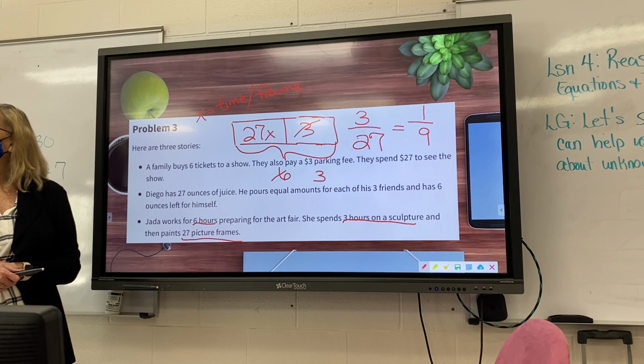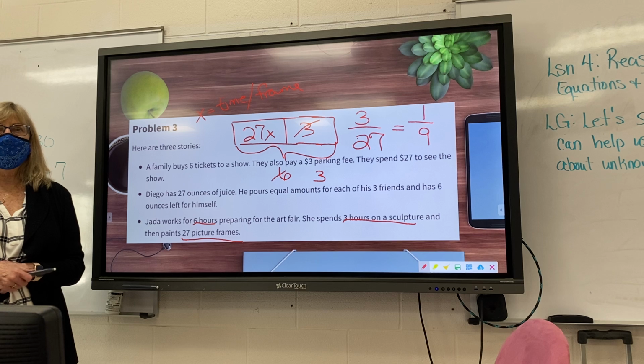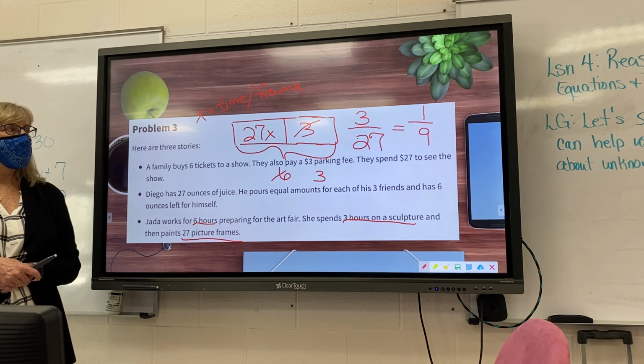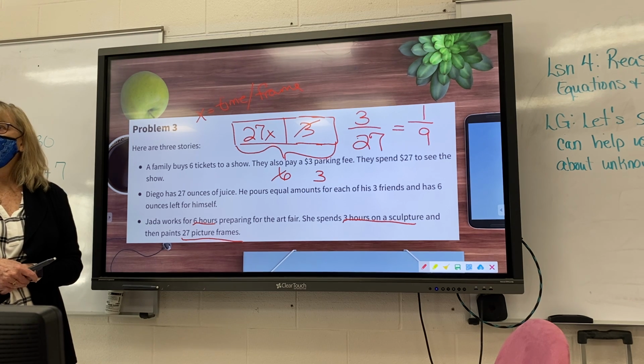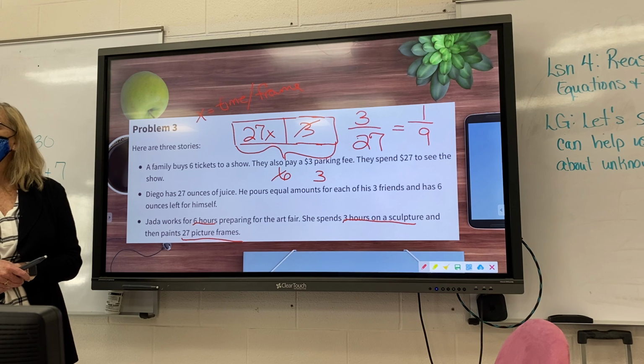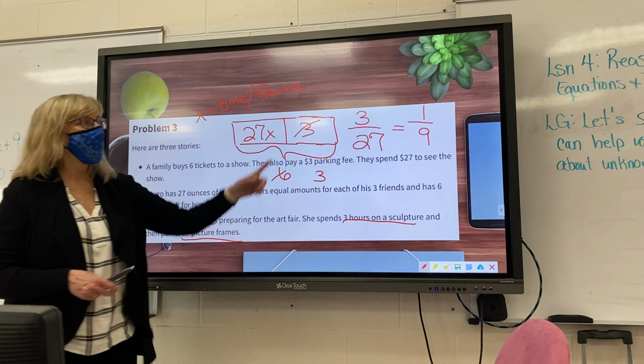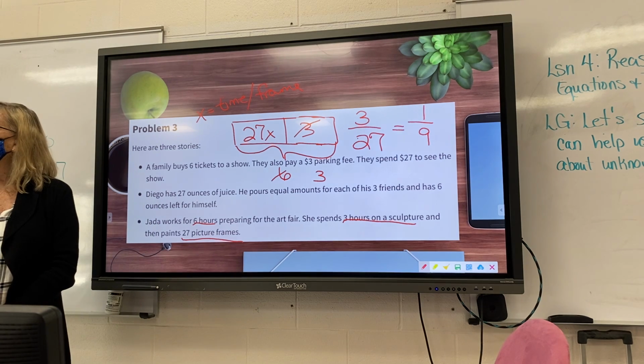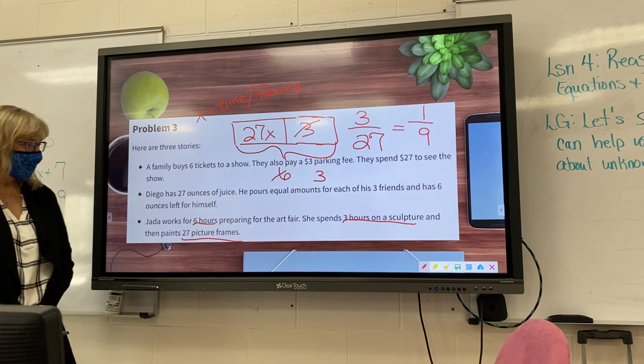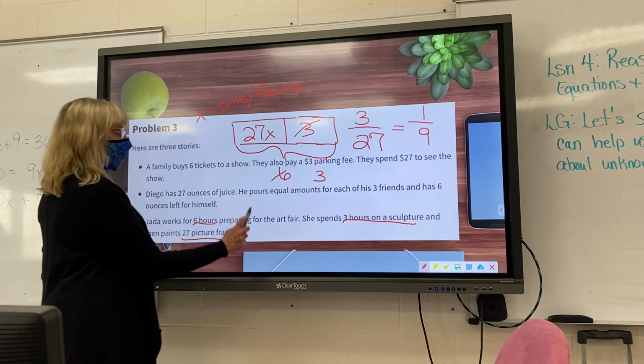Now, does that make sense? If we had done it the other way, would she have 9 hours per frame? No, she only worked for 6 hours, so there's no way x could be 9, right? So it has to be 1/9. So what does that 1/9 mean? 1/9 of an hour per picture. Uh-huh, 1/9 of an hour per frame.